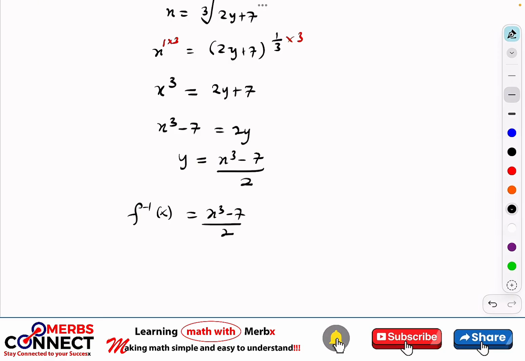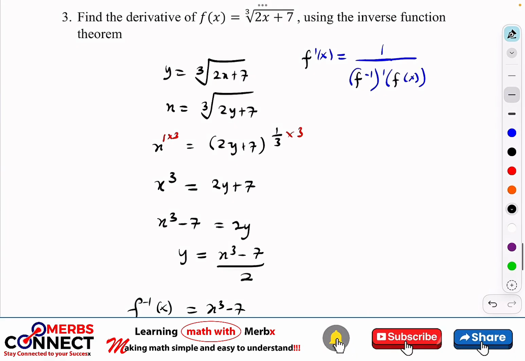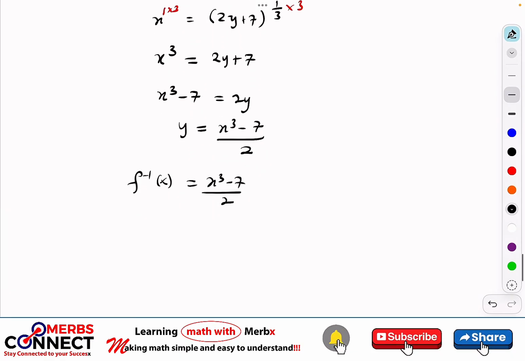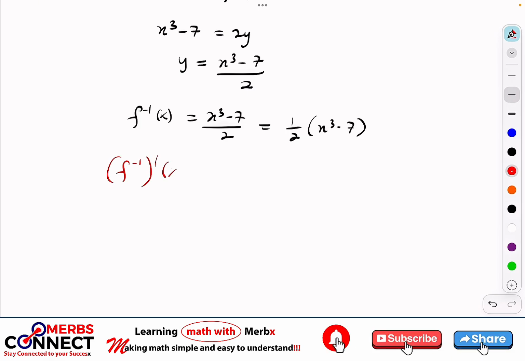And the more examples you solve, the more fluent you become with the procedures, right? How to go through the process. So you know that after this one, I need this. So after f inverse, we need f prime, right? So let's look for f prime. Now I can write this one as 1 divided by 2 times x to the power 3 minus 7, because 1 over 2 is a constant, so that it will help me to find my f prime of x.